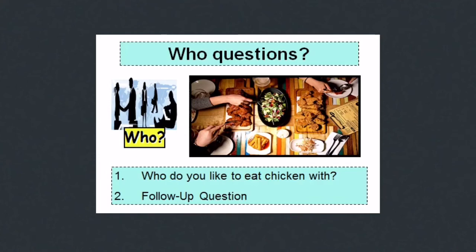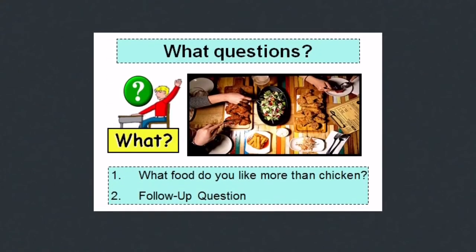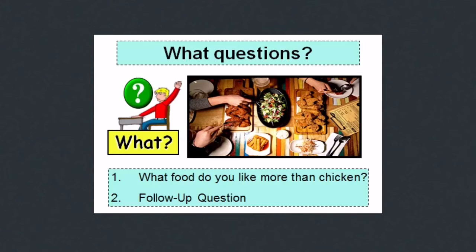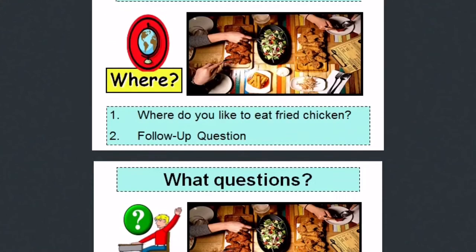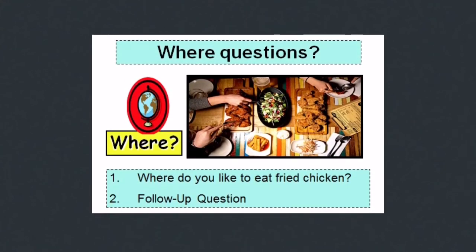If you ask someone, "Who do you like to eat fried chicken with?" you might follow up with a question like, "How old are they?" "How long have you known that person?" "Where do you guys usually eat?" Or even, "Who pays?" When you ask someone, "What food do you like more than chicken?" an easy follow-up would be, "Can you cook it?" When you ask, "Where do you like to eat fried chicken?" you could ask, "What season is the best time to eat it?"